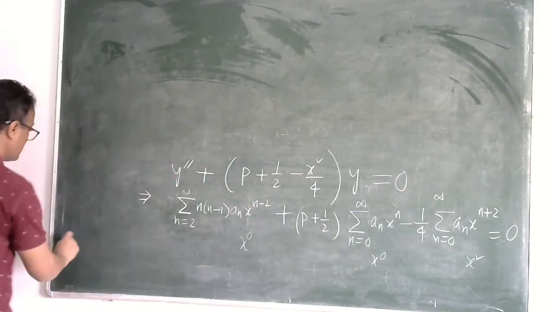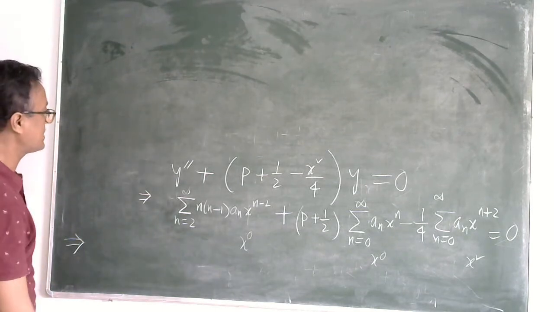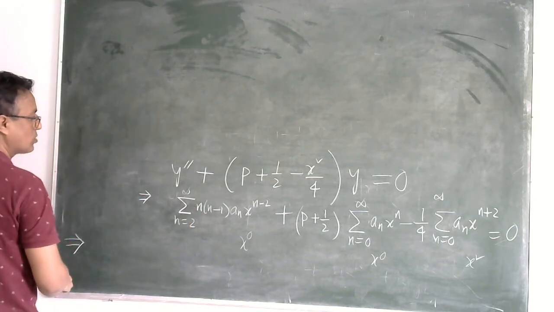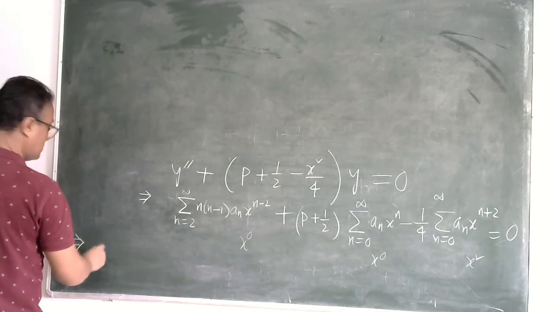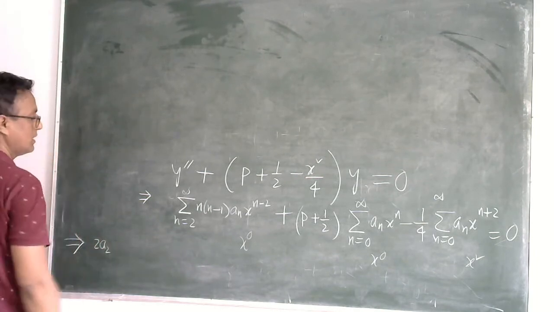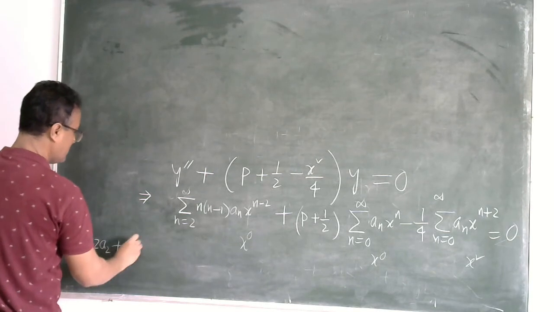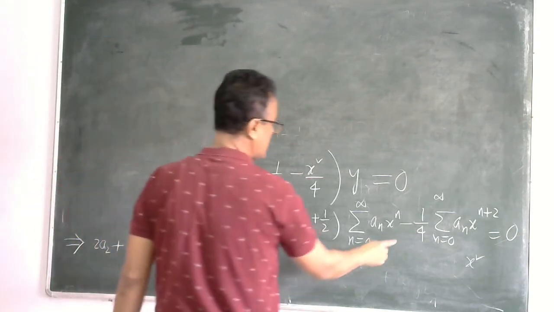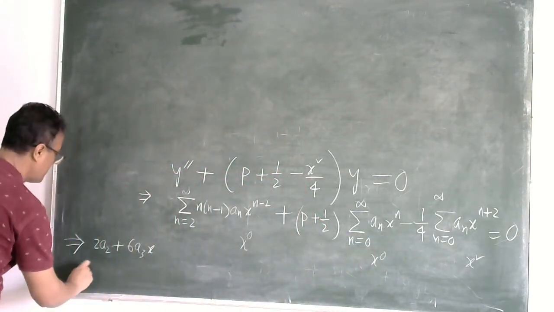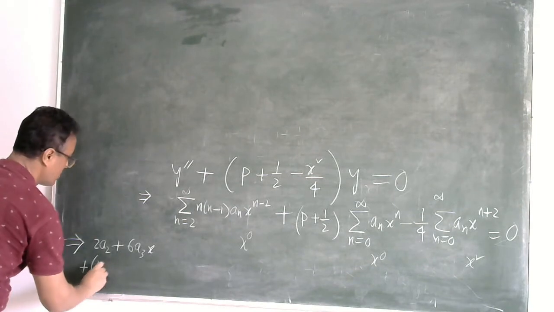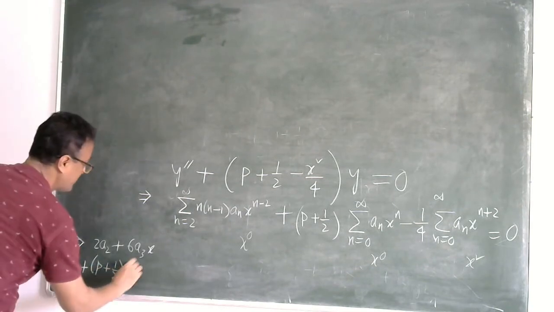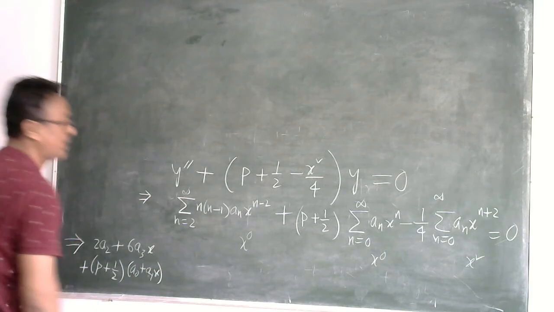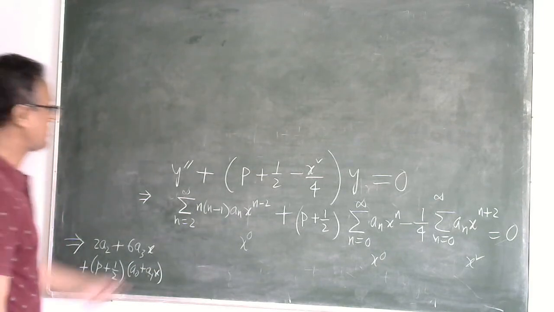So then that is going to give me for the first term, if n equal to 2, this is going to be what? 2a2. If n equal to 3, this is going to be 6a3x, right? And similarly from here, I am going to get p plus half into simply a0 plus a1x. Okay, a0 plus a1x.